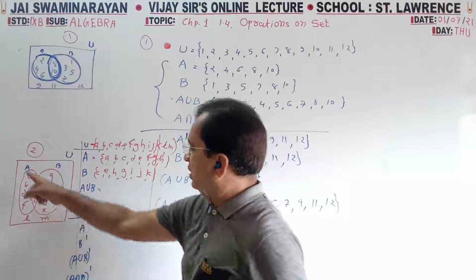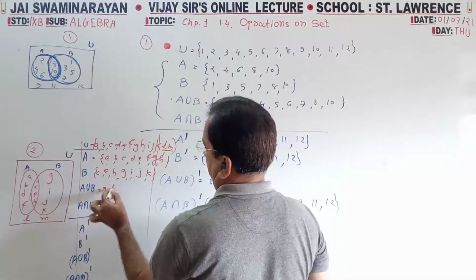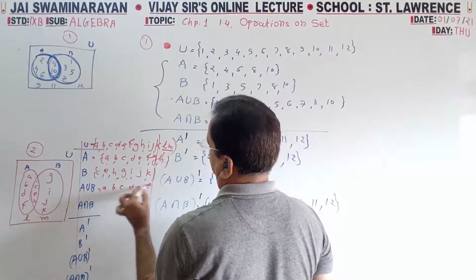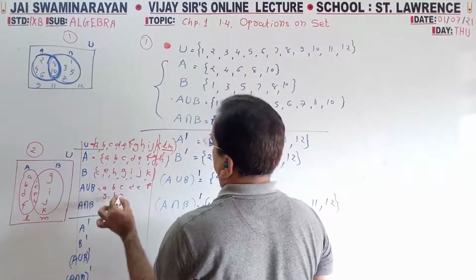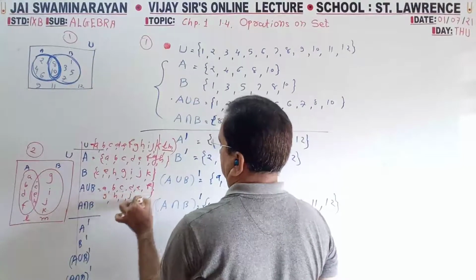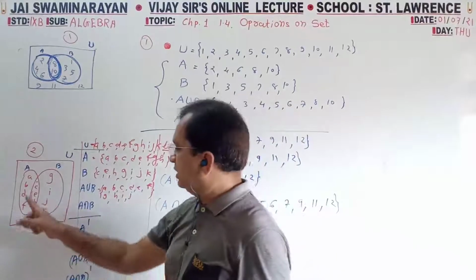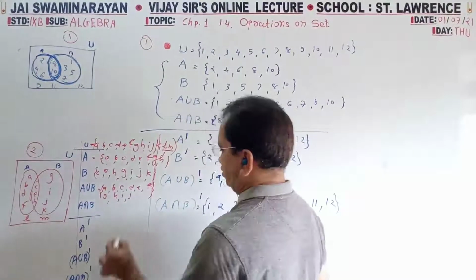Union means full, not L and M. L and M will not be there. A, B, C, D, E, F, G, H, I, J. Now intersection, which are in both A and B: C, E, H.